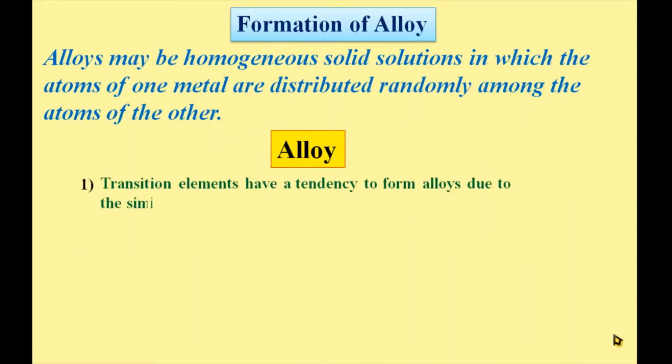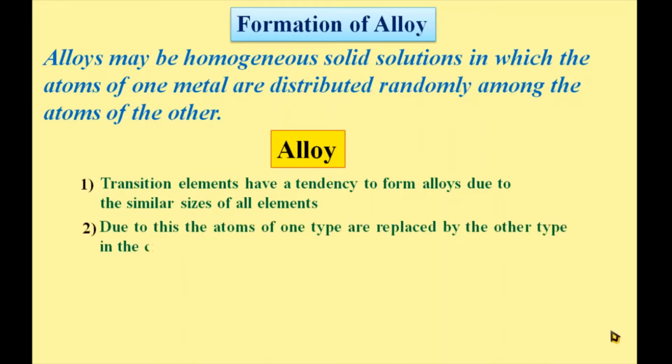Transition elements have a tendency to form alloys due to the similar size of the elements. The elements belonging to a particular series in the transition elements show nearly similar size. That atomic size is nearly the same, so they replace each other and mix together to form a combination, and this combination is called an alloy. Due to this, the atoms of one type are replaced by the other type in the crystal lattice.